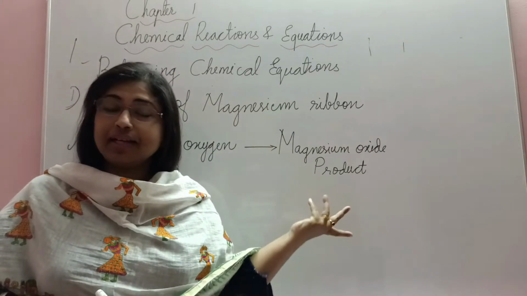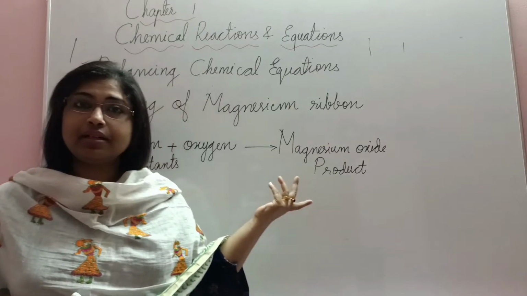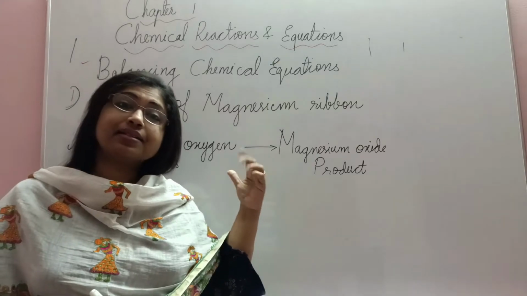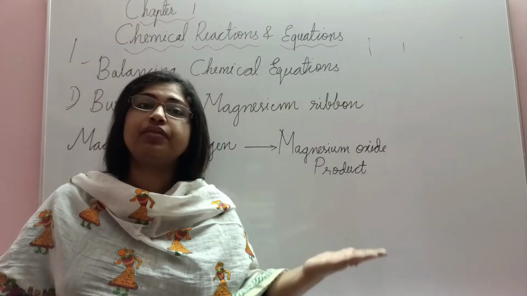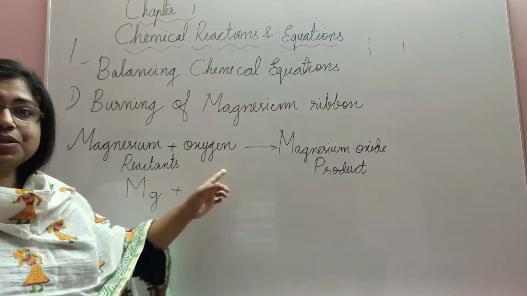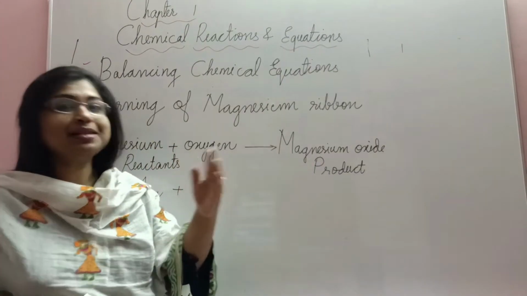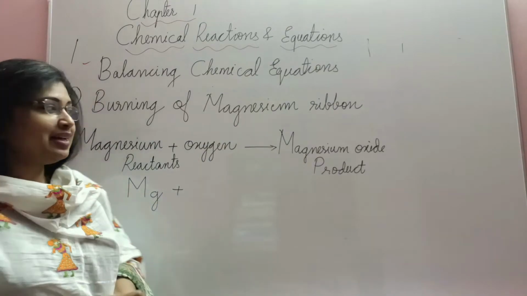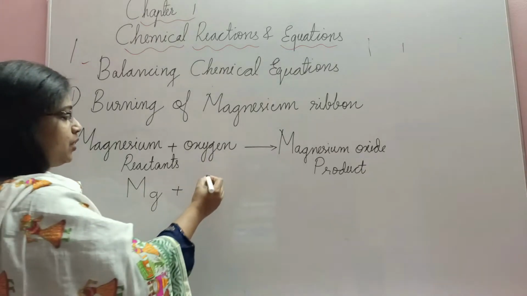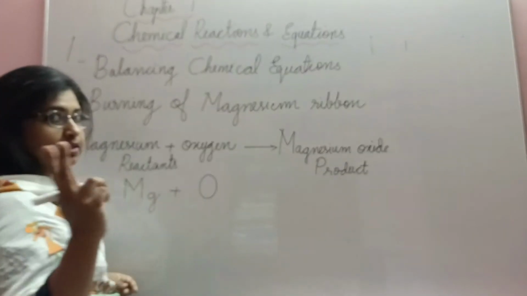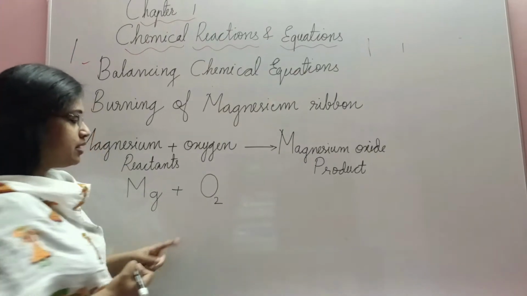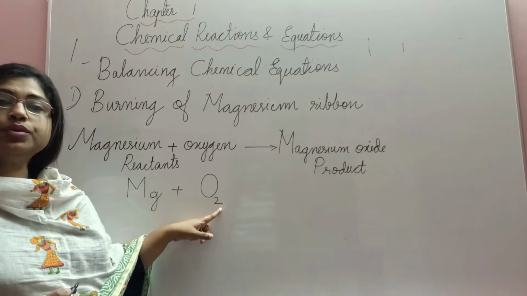A molecule has independent existence, but some nonmetals do not have independent existence, so they prefer to exist in the form of molecules. So oxygen is diatomic. That means 2 atoms of oxygen combine together to form an oxygen molecule. So when you write the formula or the symbol of oxygen, you need to write it as O2. 2 is a subscript.